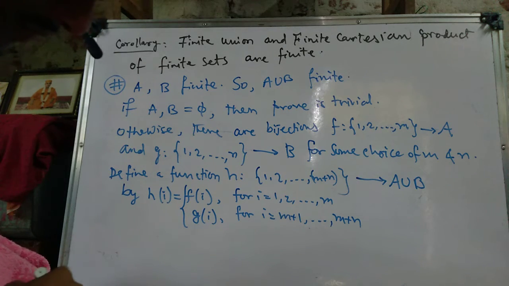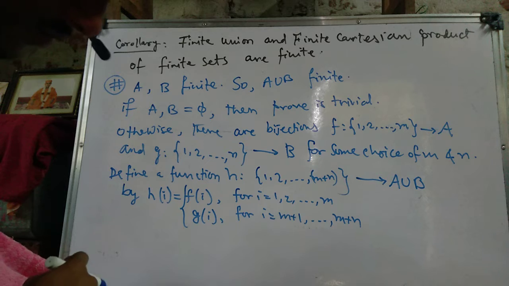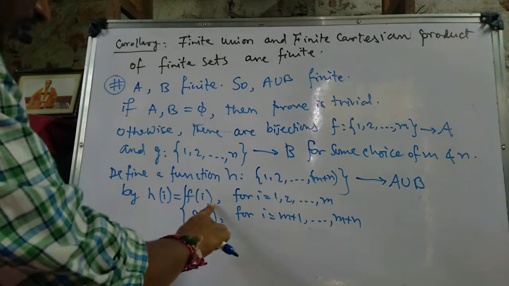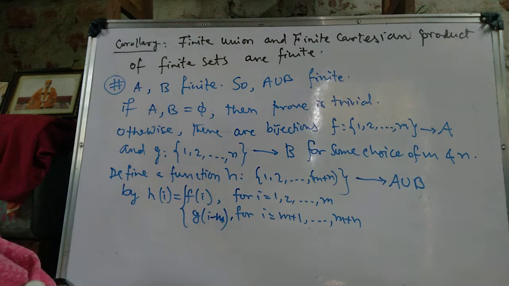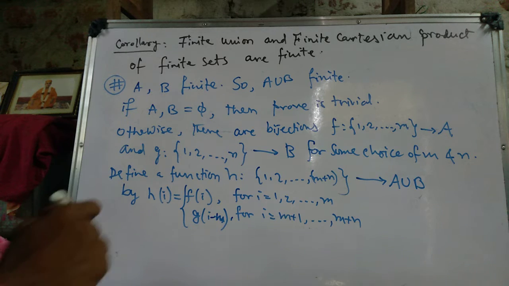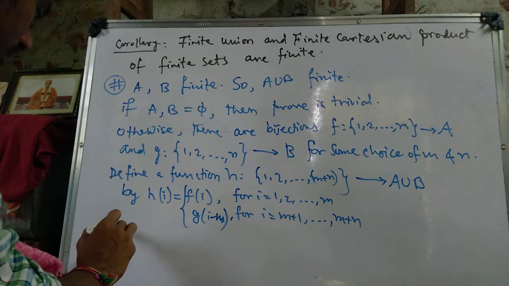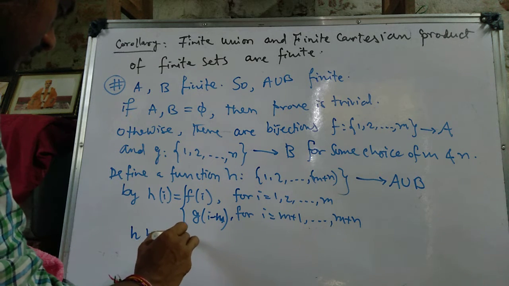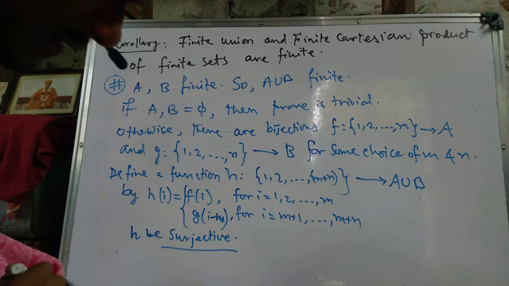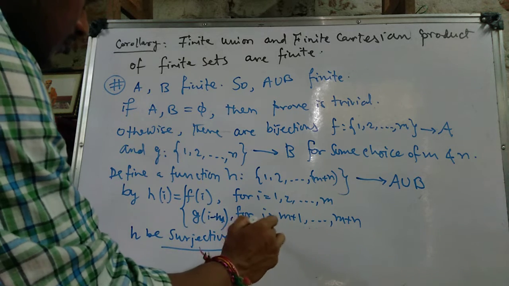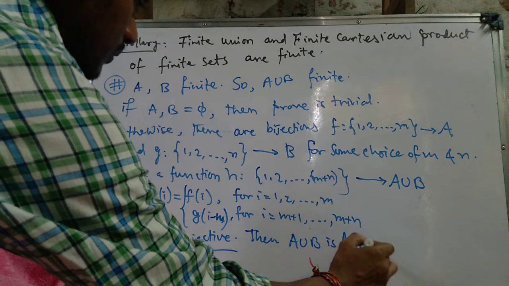Now g_(i minus m), because here it starts at m plus 1, then g1, g2, dot dot dot gn. Then it is easy to check that h is surjective, from which it follows that A union B is finite.